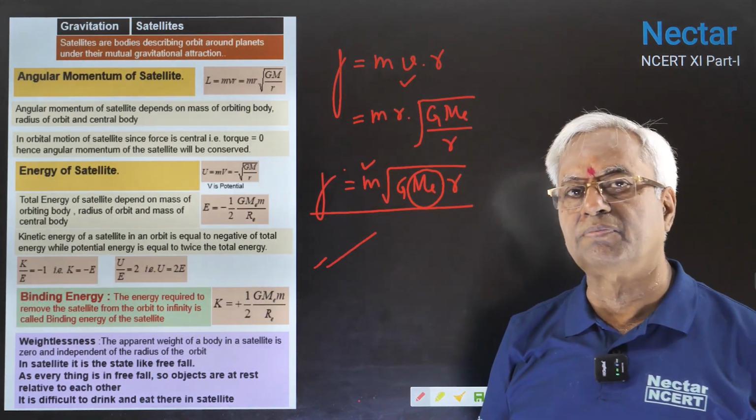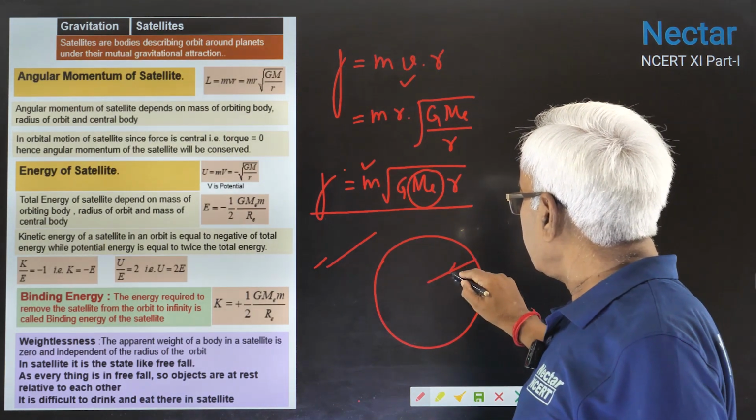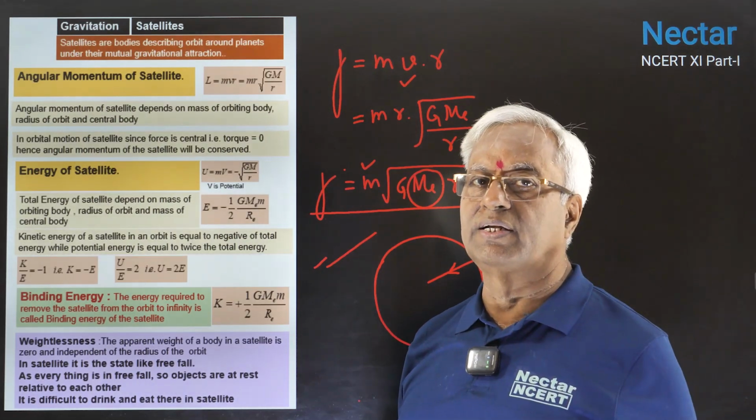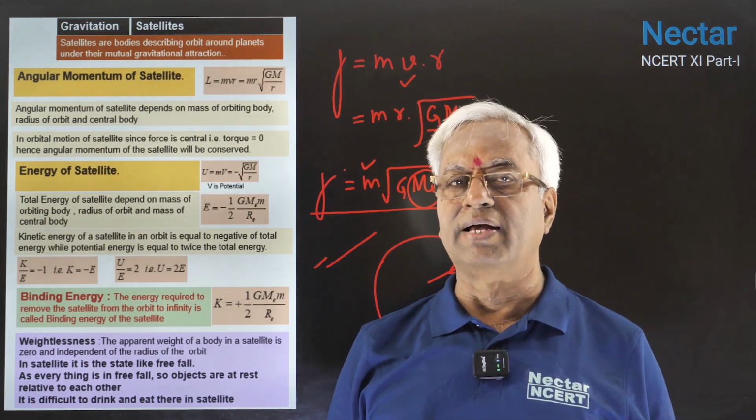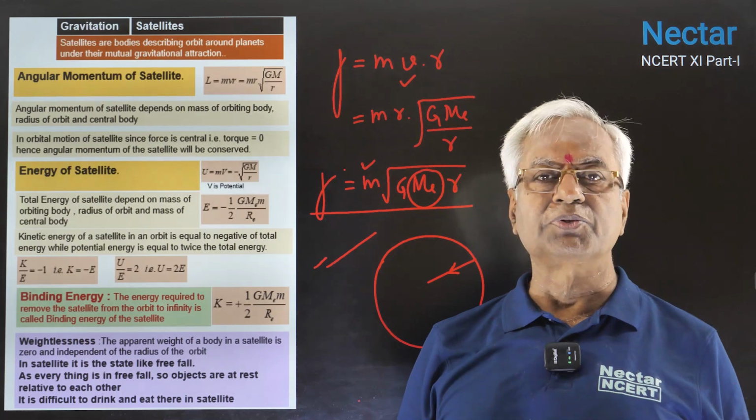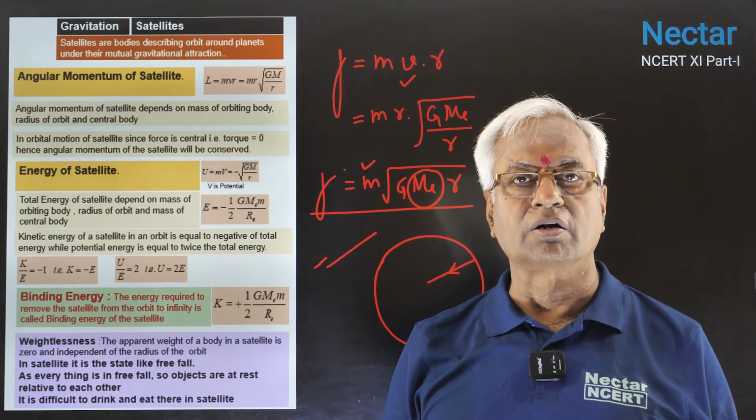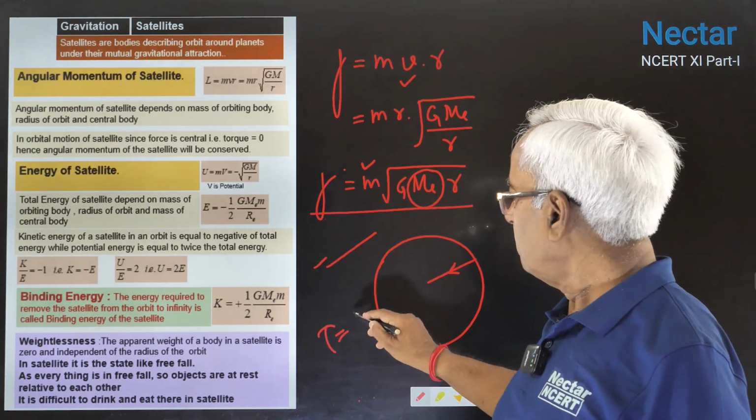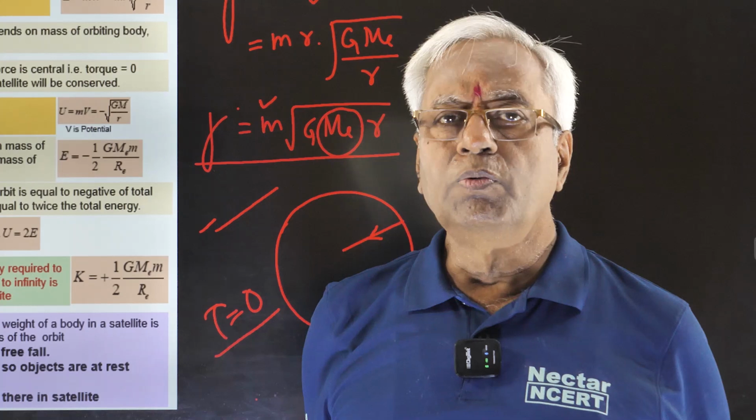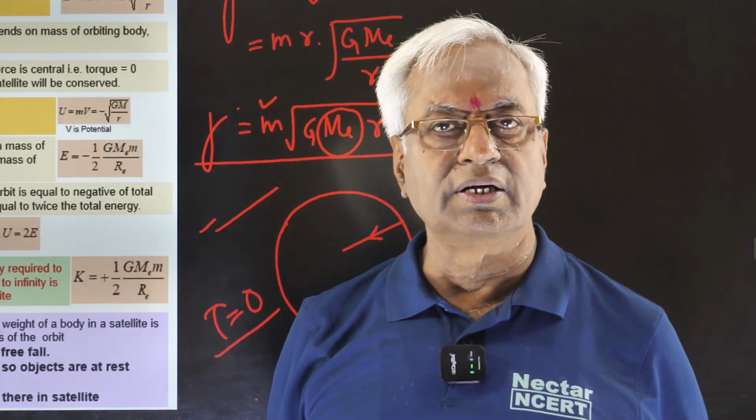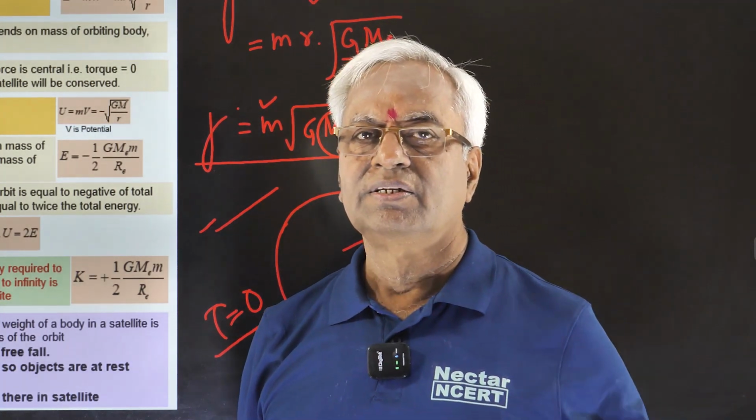in angular momentum. Since centripetal force here is because of the gravitational force, and that is towards the center, since the gravitational force is providing the centripetal force and that is towards earth, it becomes a radial force. Radial forces do not contribute to torque. That means torque here by the gravitational force produced will be equal to 0. And overall angular momentum will remain conserved. Then we'll discuss energy at length separately.